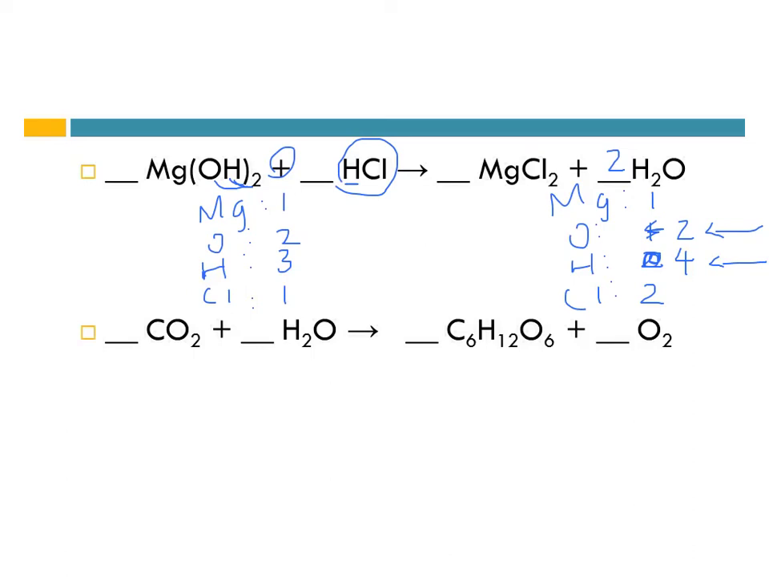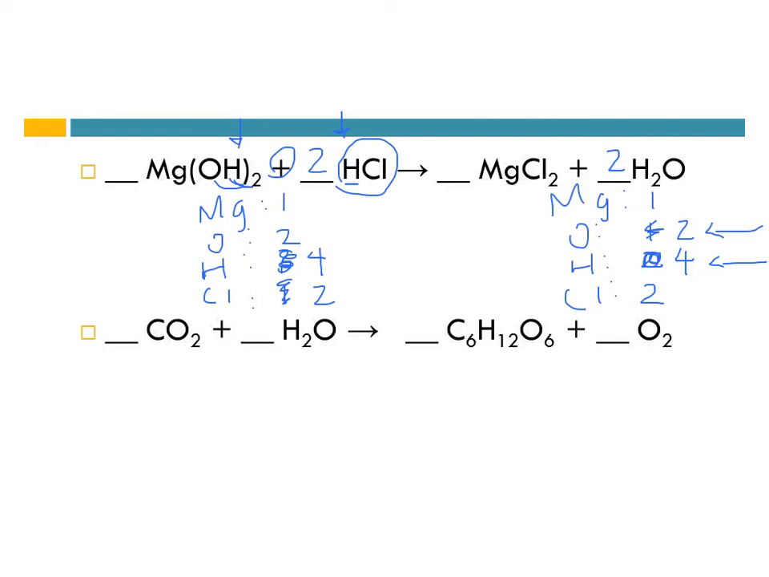So I know that I need 2 chlorines on the left because I have 2 on the right, so I'm going to put a 2 as my coefficient and fix my chlorine number. This also fixes H because I have 2 here plus 2 here now. 2 plus 2 is 4. And when you look at these numbers, it all matches up.